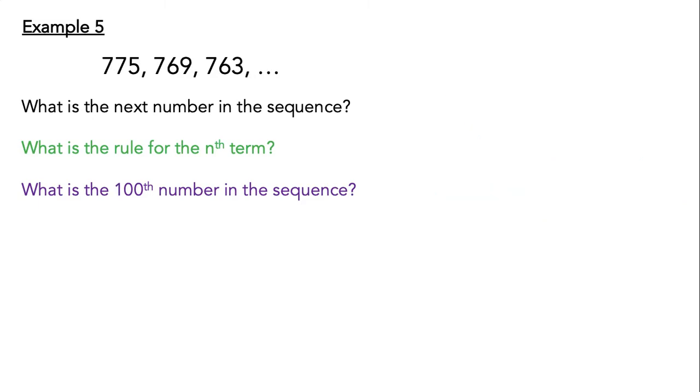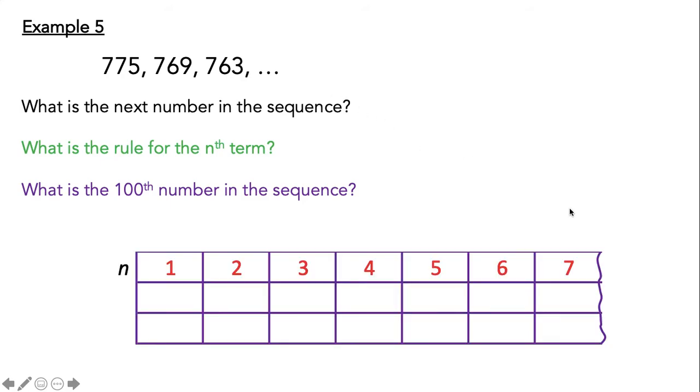Okay, so you can see the sequence there. We're looking for the 100th number in the sequence. So once again, pause the screen before you look at the answer. So here comes the answer. So it's going down by 6 every time. So that gives you a big clue that there's a minus 6n somewhere in the rule.